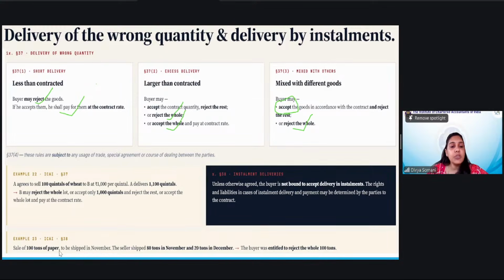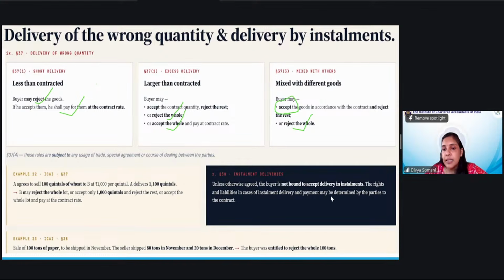Sale of 100 tons of paper to be shipped in November. The seller shipped 80 tons in November and 20 tons in December. So this is a case of installment delivery. Let us read the theory here. Unless otherwise agreed, the buyer is not bound to accept the delivery in installments. Seller cannot force him to accept whatever he has sent. So buyer has full right to reject the delivery if it is given in installments.